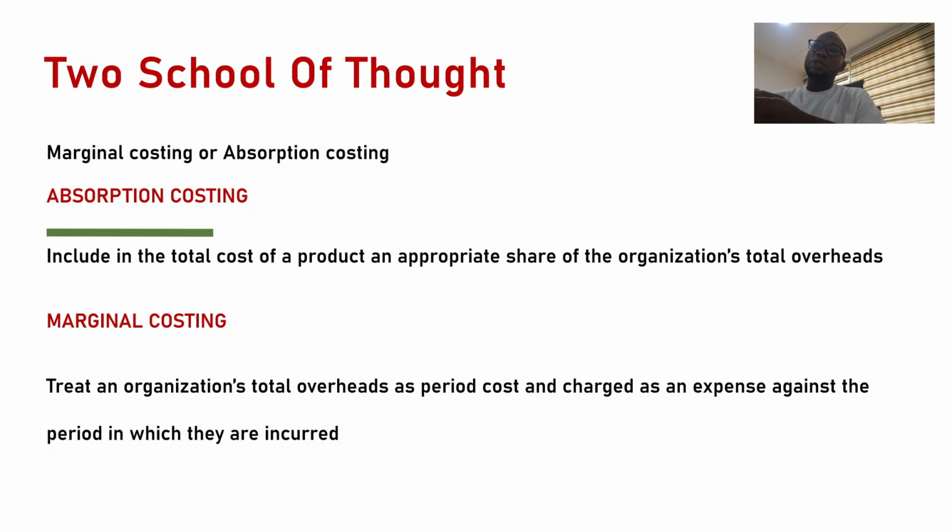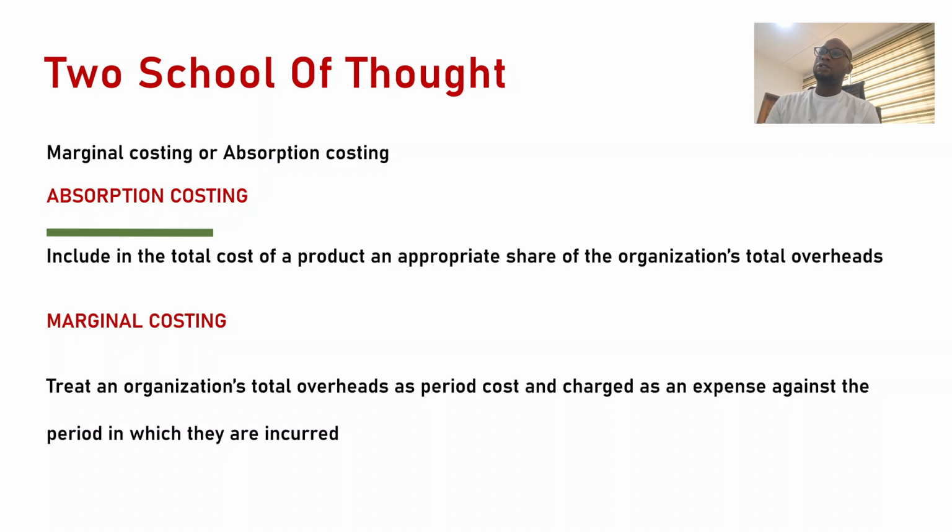The next thing we are looking at is the two schools of thought for the treatment of overheads. There are two schools of thought when it comes to the treatment of overheads of an organization. The first is called marginal costing, and the second is absorption costing. We will look at marginal costing later because it's a whole topic on its own. But our focus now is on absorption costing.